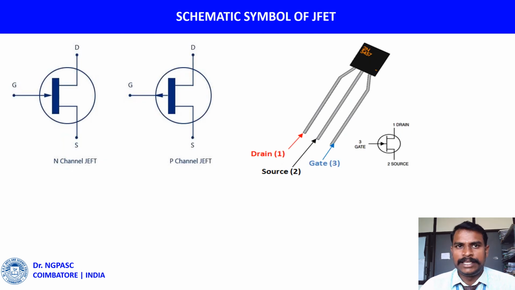Next, the schematic symbol of JFET. The figure shows the symbol of JFET. The vertical line in the symbol may be thought of as the channel, with the source and drain connected to this line. If the channel is N-type, the arrow on the gate points towards the channel. However, for a P-type channel, the arrow on the gate points from the channel to the gate.